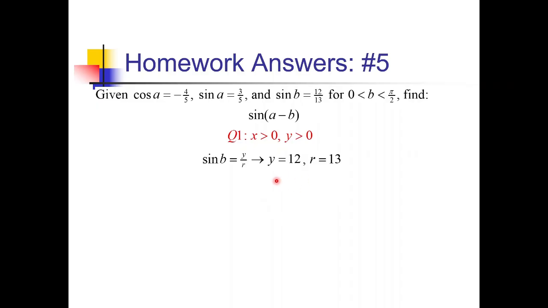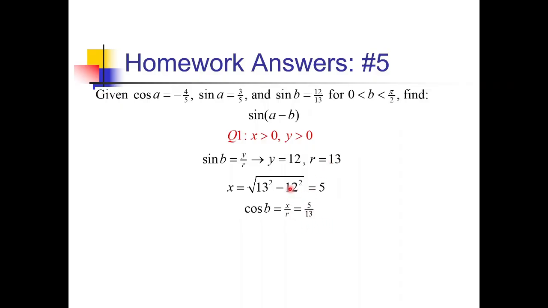So x is going to be the square root of r squared minus y squared, or 13 squared minus 12 squared in this case. This is 169 minus 144, which is 25, and the square root of 25 is 5. So there's our x value. So cosine of b is going to be x over r, as we said. So that means we're going to have 5 over 13 for that.